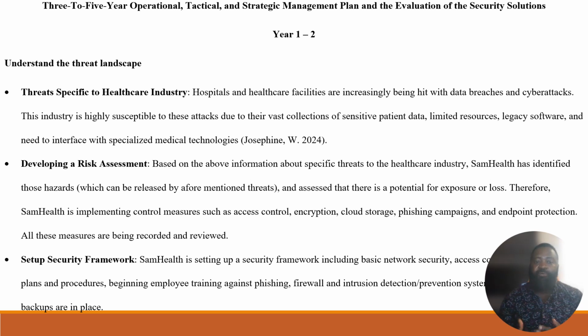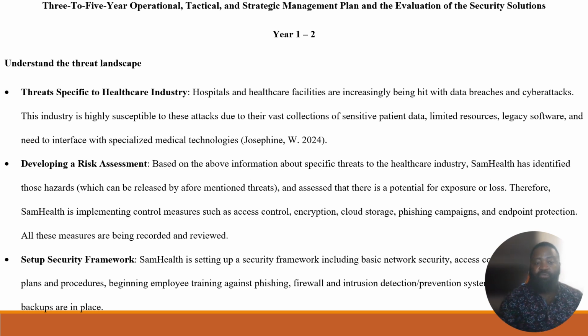Next, you have to develop a risk assessment. Based on the above information about specific threats to the healthcare industry, SamHealth, which is the organization we're talking about, has identified those hazards, the hazards that we talk about in threats specific to healthcare industry, and assessed that there is a potential for exposure or loss. Therefore, SamHealth is implementing control measures such as access control, encryption, cloud storage, phishing campaigns, and endpoint protection. All these measures are being recorded and reviewed.